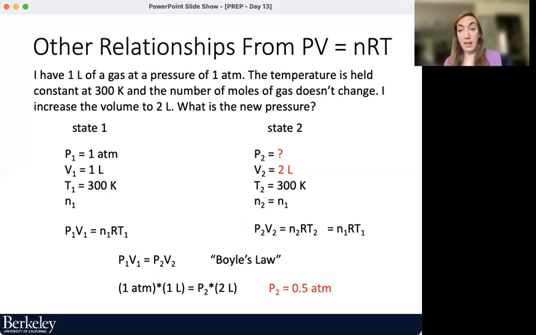So I could have taken my state 1, solved for the number of moles. I know that that doesn't change. So I can go over to state 2, and now I have V, T, and N. So I could have solved for the pressure, but this just sort of removes a step. So if I know that the number of moles and the temperature doesn't change, I can just skip those steps and set them equal to each other.